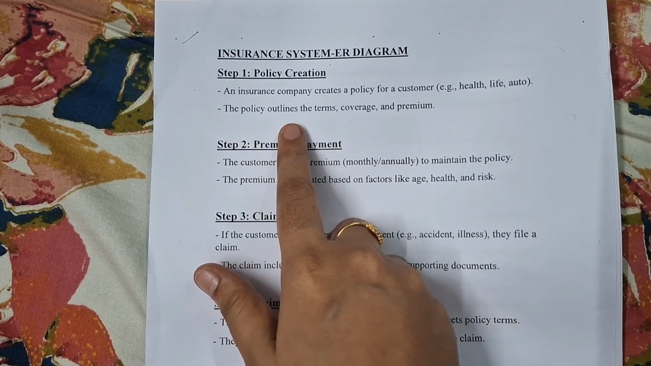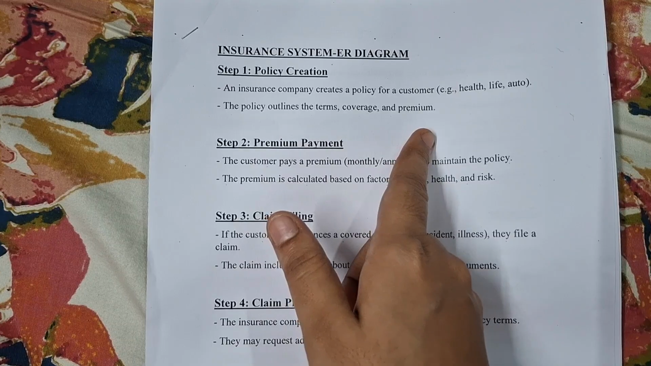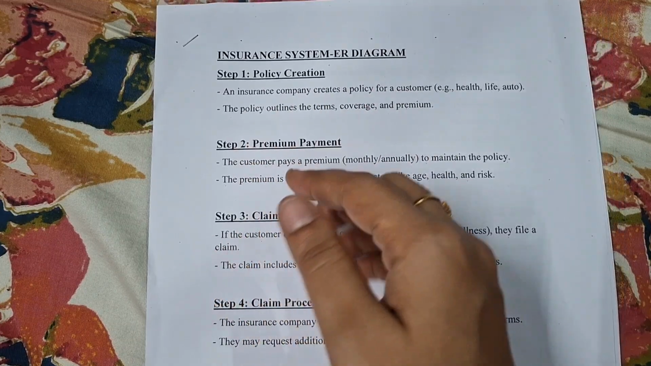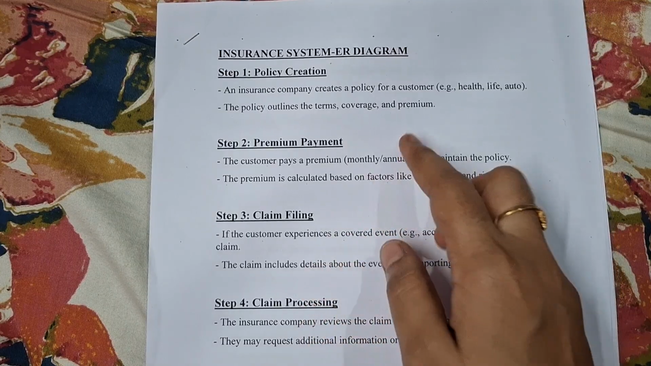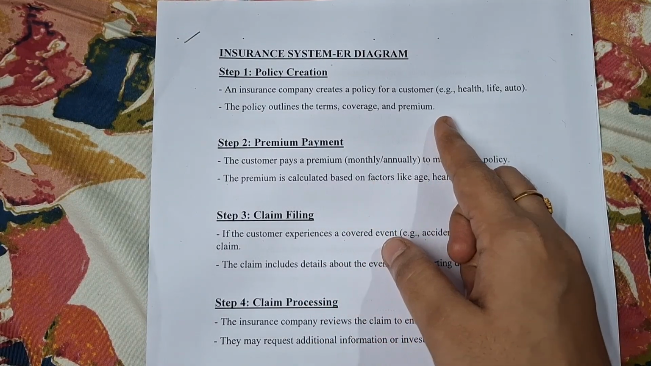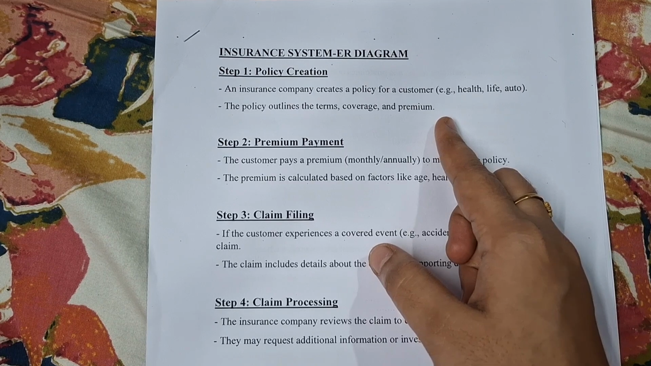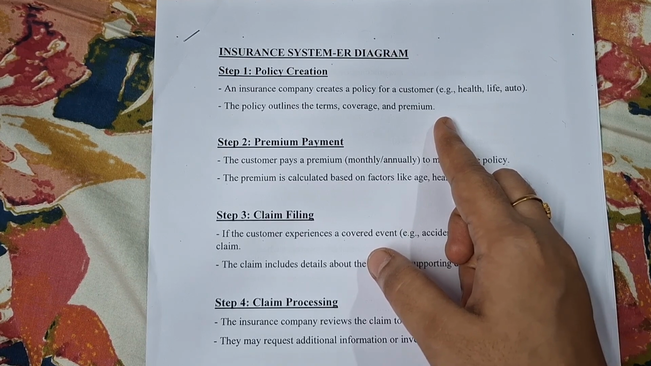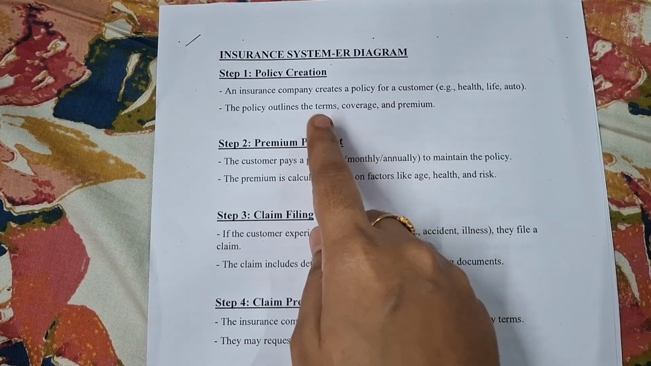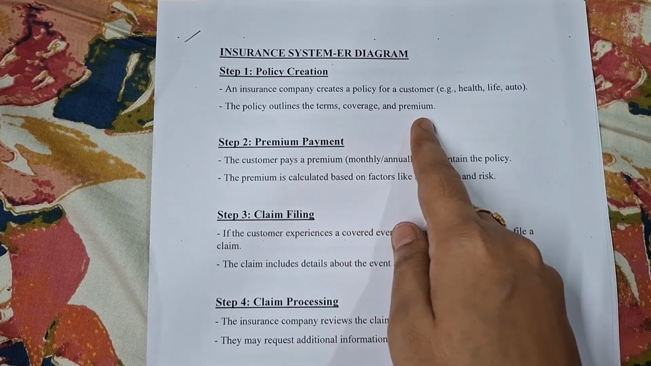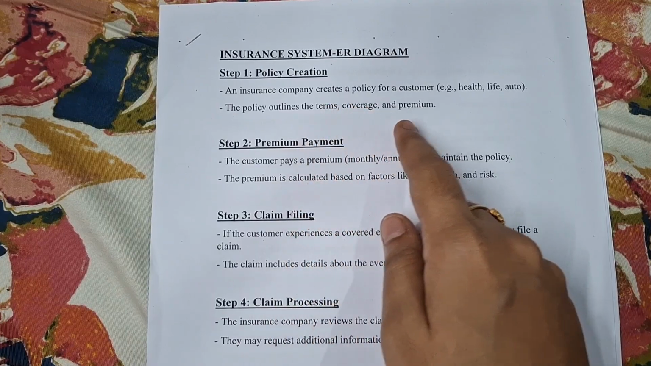Next, the policy outlines the terms, coverage and premium. This is very important. The policy will have certain rules, certain coverage limits, and premium means monthly you have to pay an amount, or yearly you have to pay an amount, or quarterly you have to pay the amount. So like that, certain rules will be there in the policy. Only if you are accepting the terms, coverage and the premium that are mentioned in the policy, the insurance company will create the policy in your name.